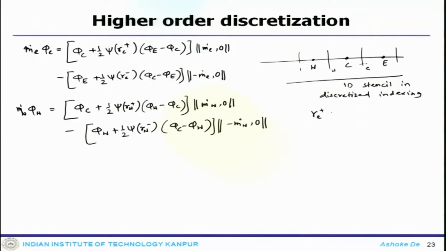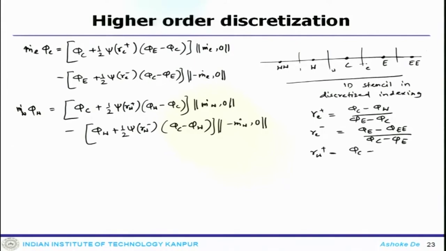where r e plus is the ratio of the gradients at the east face, the positive side. So, it should be (phi c minus phi w) divided by (phi e minus phi c). r e minus is (phi e minus phi EE) divided by (phi C minus phi E), where this is EE and this is WW. r w plus is (phi C minus phi E) divided by (phi W minus phi C), and r w minus equals, that will take care of this node, so it will become (phi W minus phi WW) divided by (phi C minus phi W).